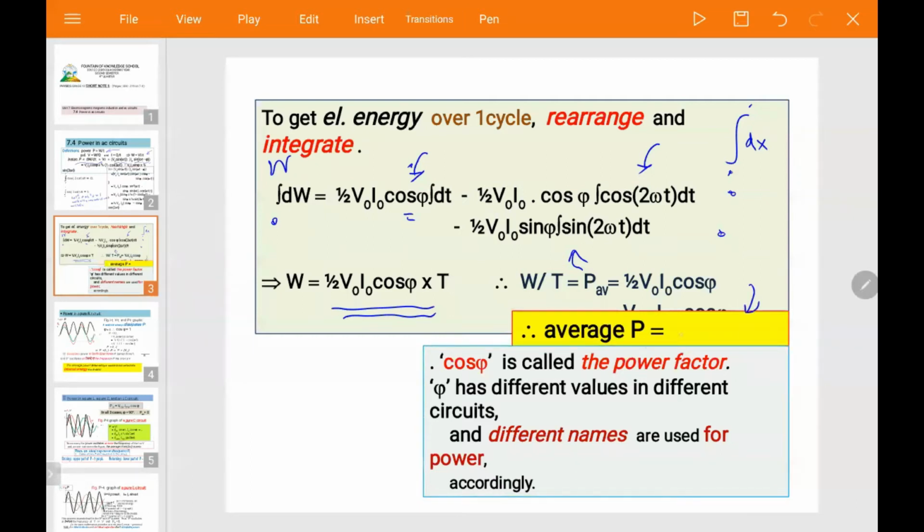Average power is simply equal to a half of V0 I0 cos phi. Don't forget this. That's all. I'll write it down again here. P average is equal to a half of peak voltage times peak current times cos phi. So where does this phi come from? Because we have an AC, and therefore in an AC, cos phi is called power factor. That's what you see here written in red. Cos phi is power factor.